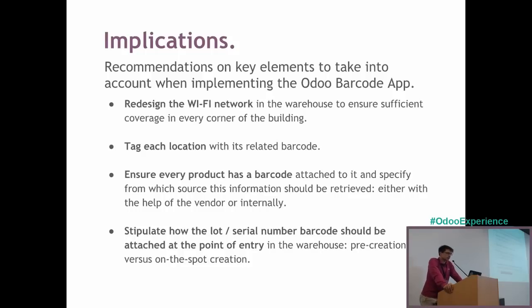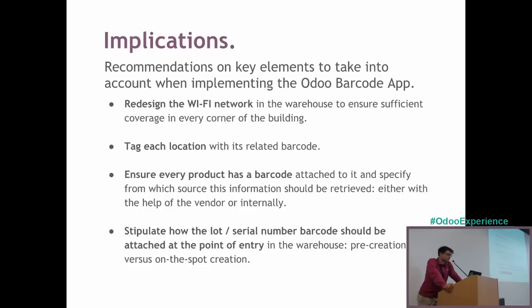So that's at the information level. You really need to make sure that most products, if not all, have a barcode attached to it so that all the operations are very smooth. And then the last element that you have to take into account is, are you going to assign the lot and the serial numbers onto your products when they come into stock? So again, first you have to see what will be the source of information. Is it your vendor providing you with this information, or is it going to be you assigning a lot number at the point of entry?